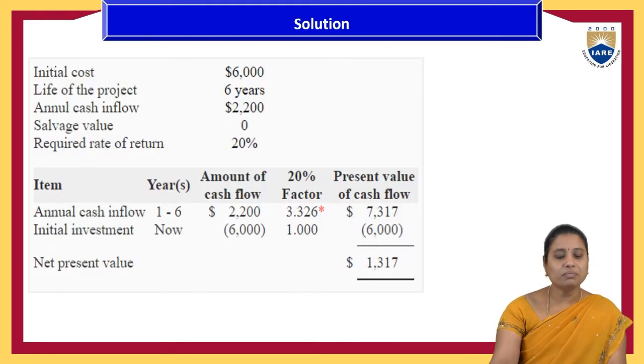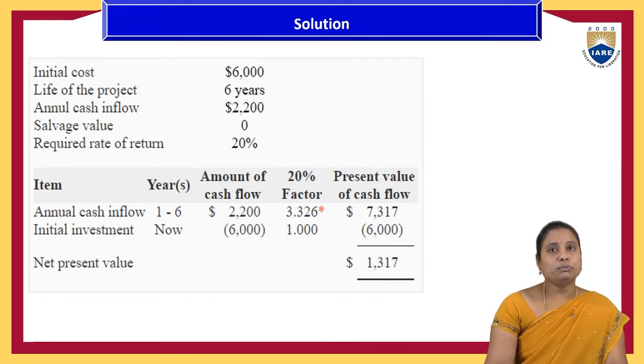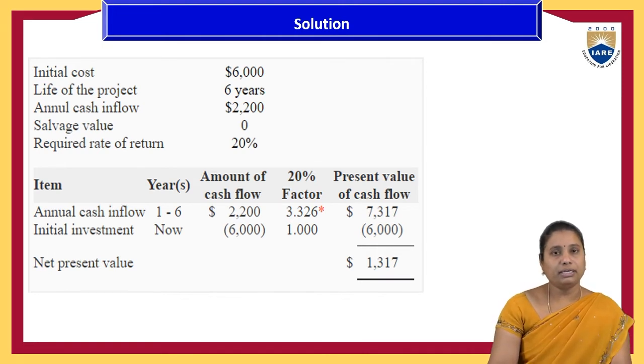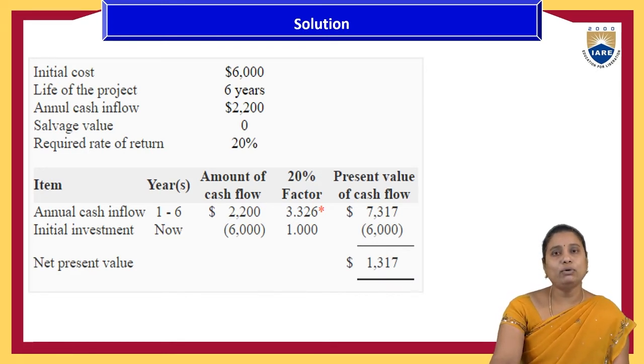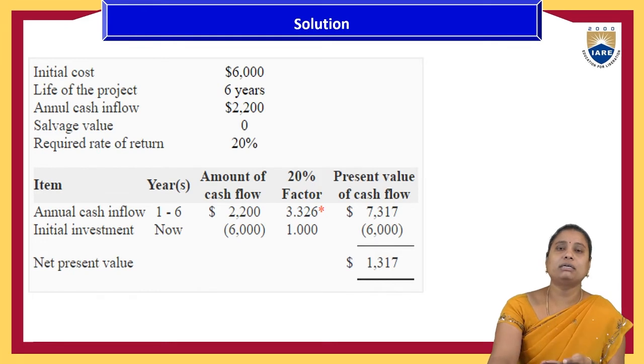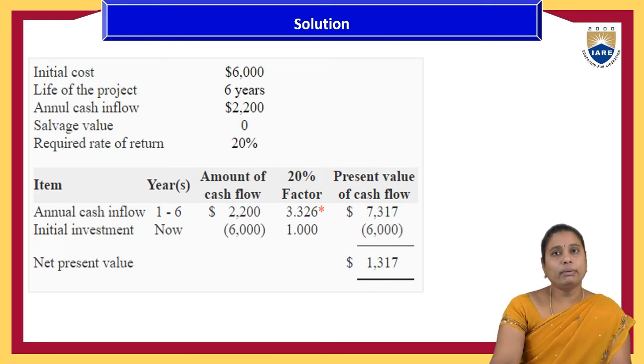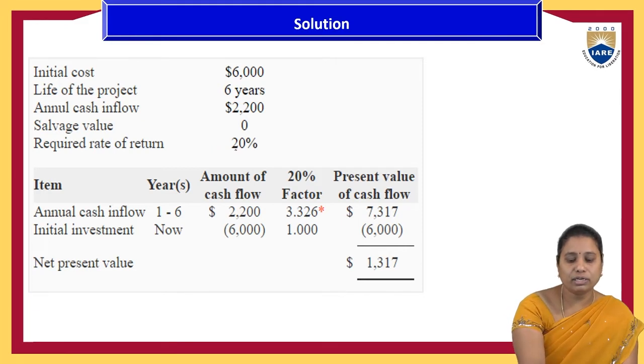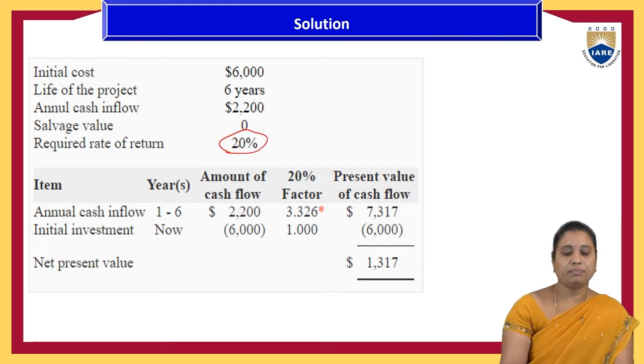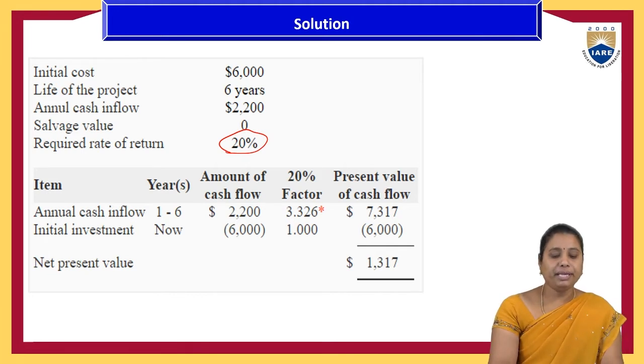So let us see this one. The initial expenditure of the given machinery is 6,000, whereas the life of the project is 6 years. The annual cash inflow is 2,200, and the salvage value, that is, the return at the end of the period if they sell it, is 0. The required rate of return they have given us is 20%. Now we have to calculate the NPV.